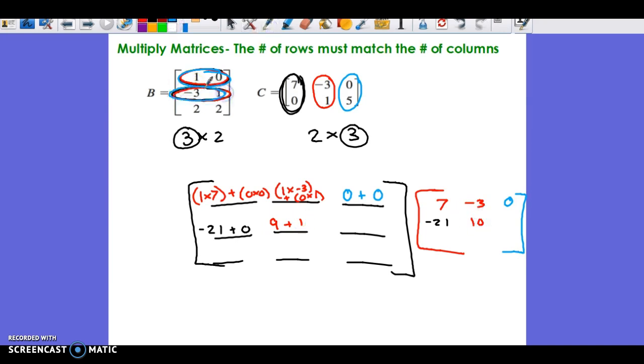Okay, hopefully you're getting the hang of this now. Do the last one all over again. So negative 3 times 0, and then 1 times 5. Okay, and do the same thing with the last row. You take this row times this column, and then you take this row times this column. Okay, just go through.